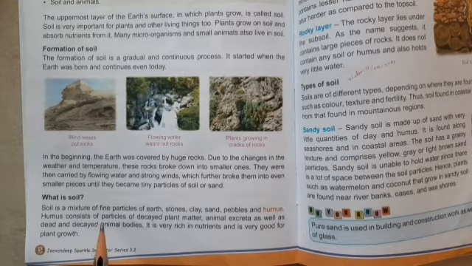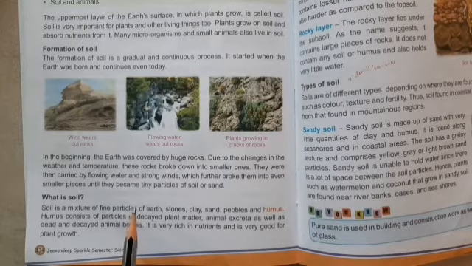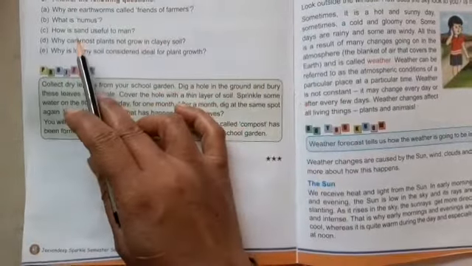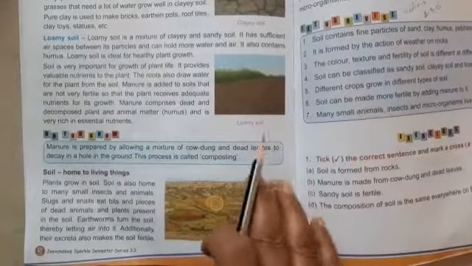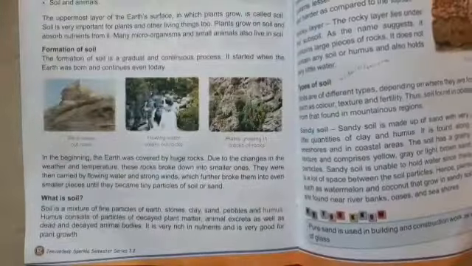Humus is a part of soil which consists of particles of decayed plant matter, animal excreta, as well as dead and decayed animals' bodies. It is very rich in nutrients and is very good for plants' growth. Understood, kids? It is called humus. Now, question C. How is sand useful to man?